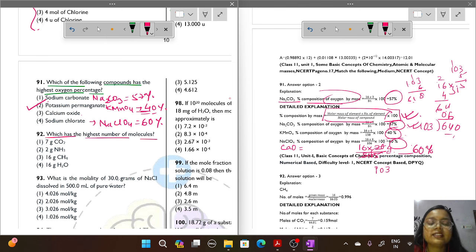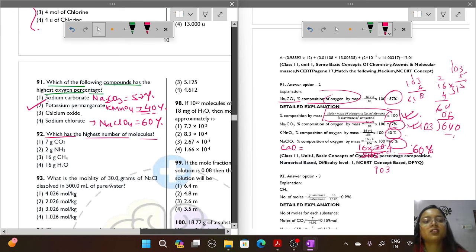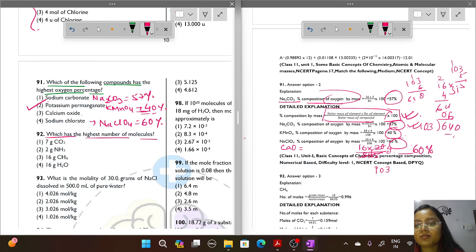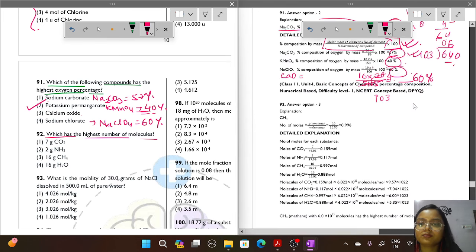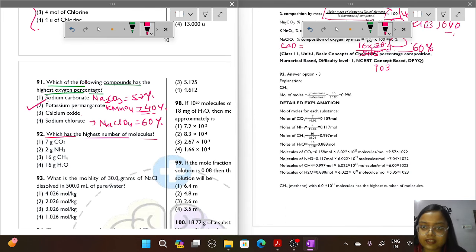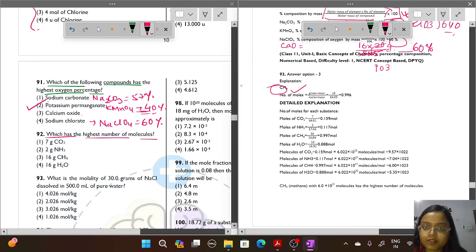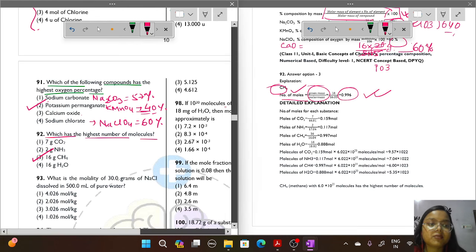Which has the highest number of molecules? Question number 92. In question number 92, CH4 will have the highest number of molecules. Okay, number of molecules is given by mass divided by molar mass. So upon calculating this, CH4 will have the highest number of molecules.